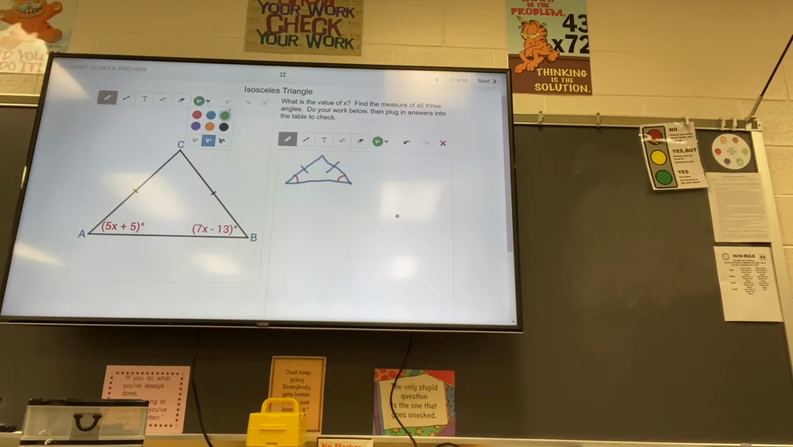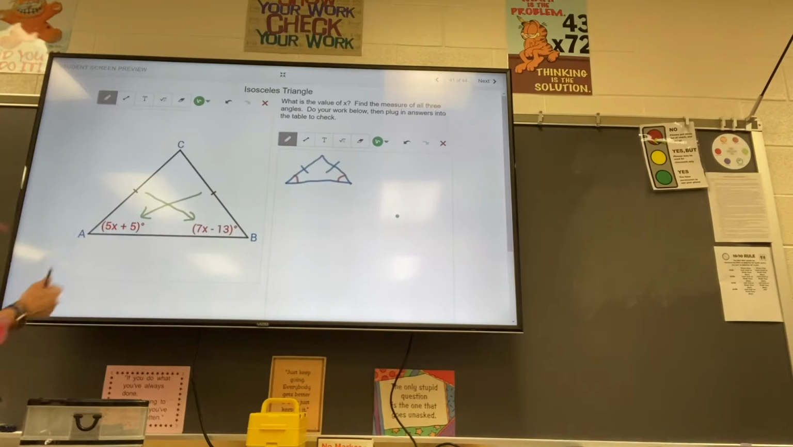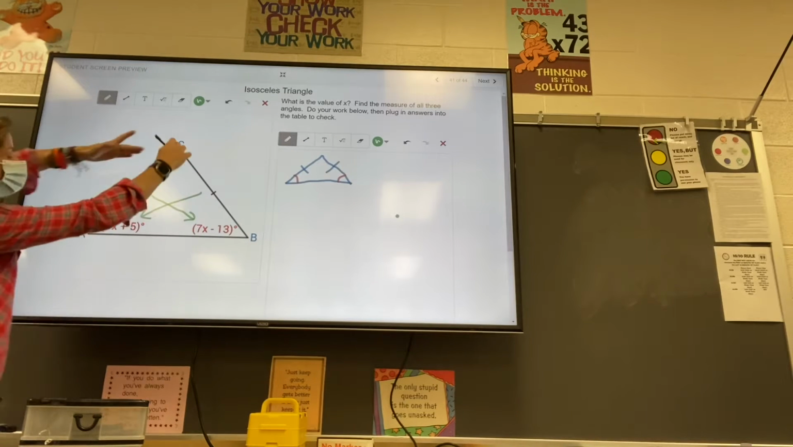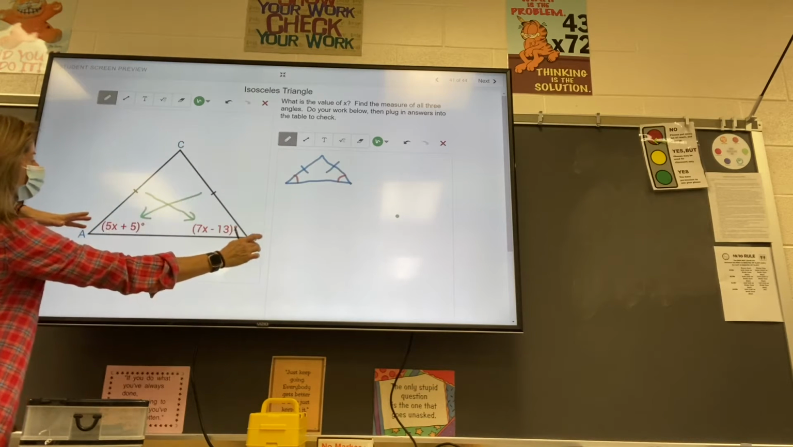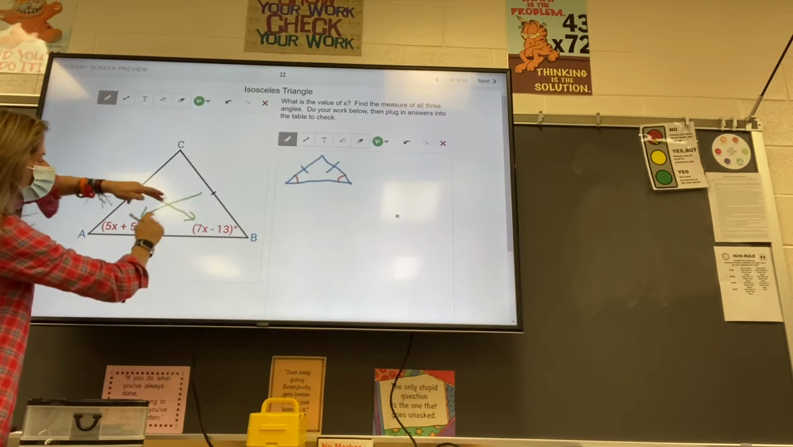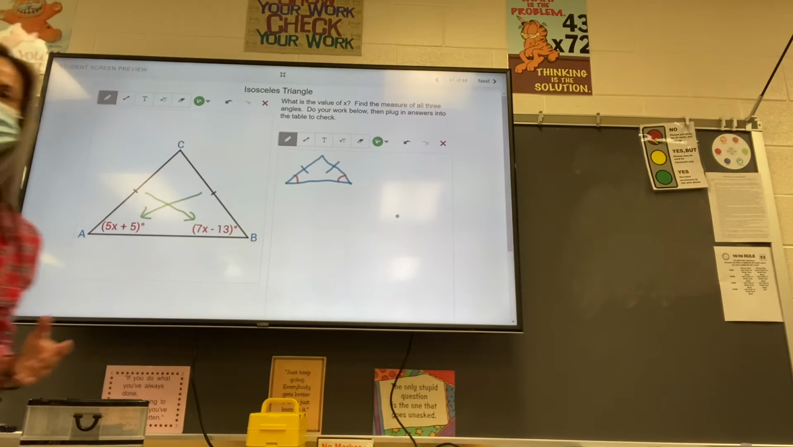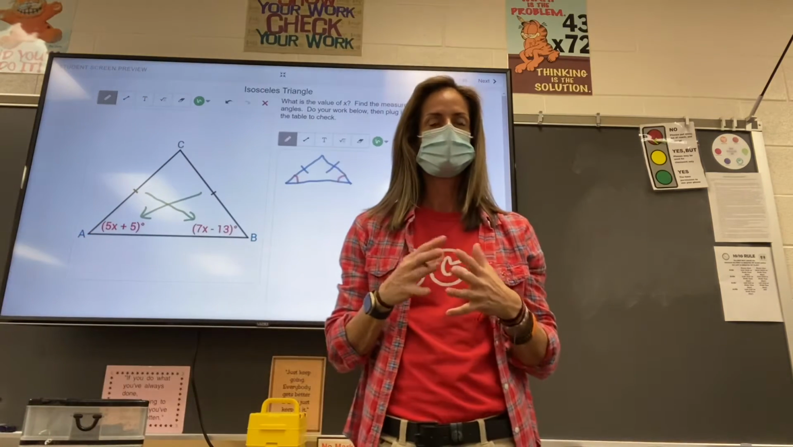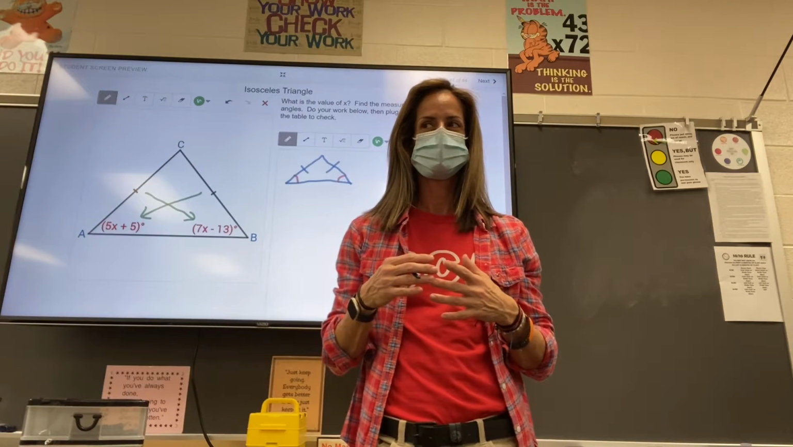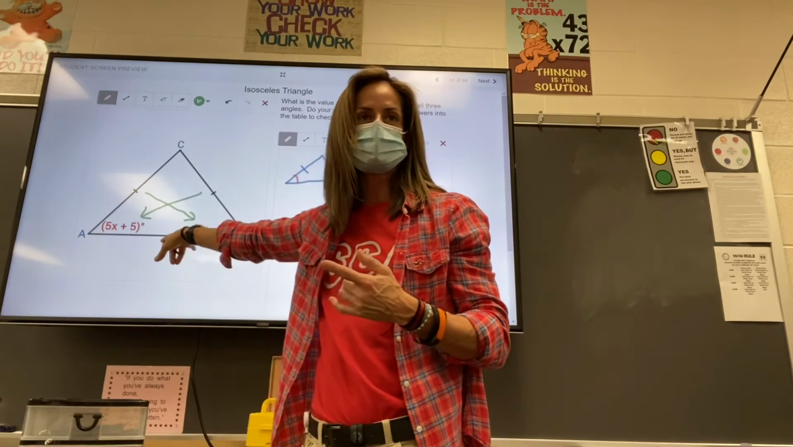We just learned that the base angles should be the same in an isosceles triangle. So if we're told that these two sides are the same length, they're congruent, the angles across from them are also congruent, are also the same. So in an equation, how do we say things are the same? How do we write an equation with an equal sign saying that these angles are the same?